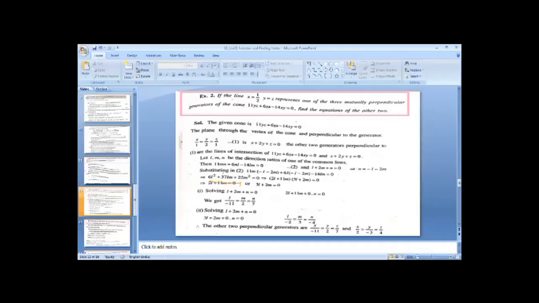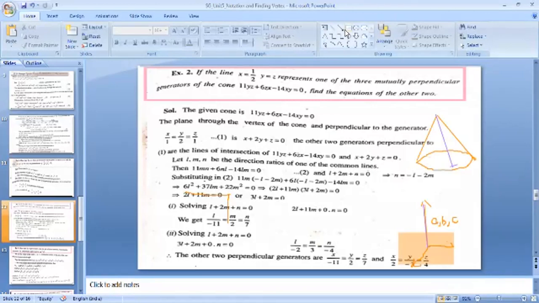Now the next one: if the line x equal to 1 by 2 y equal to z represents one of the three mutually perpendicular generators of the cone, find the equation of the other two. So only one generator is given and the cone equation is given. So we write down the cone equation and the generator. As usual, again we have to do the construction. How are we going to do the construction here also?